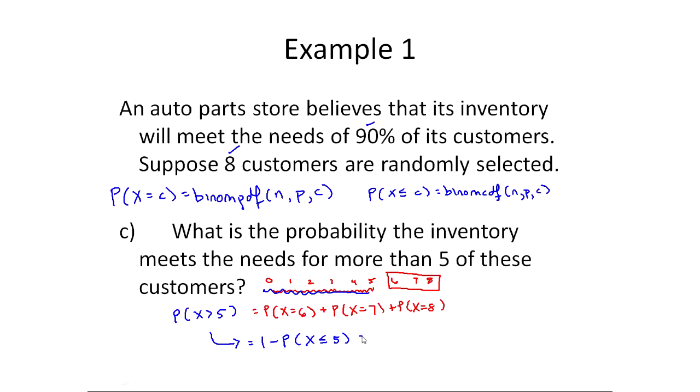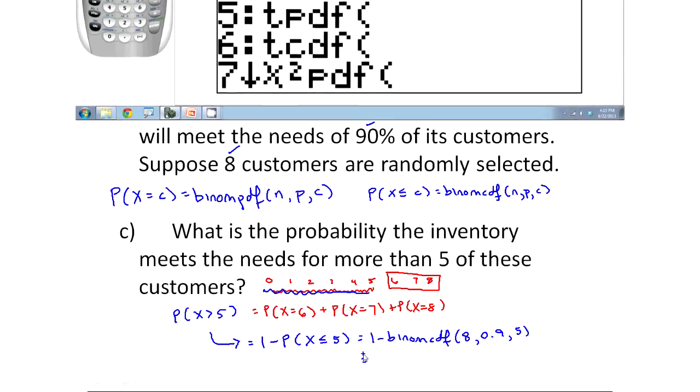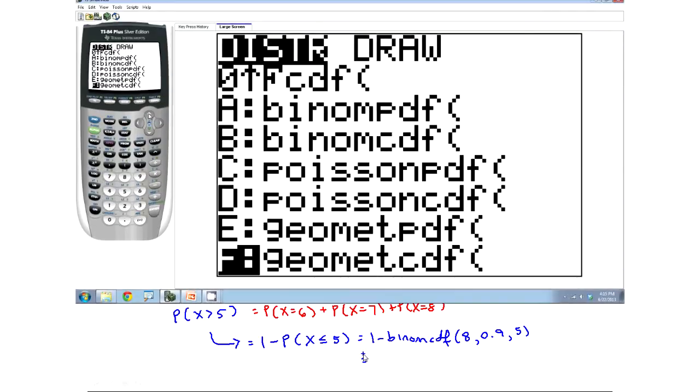And so now I can use the calculator because that's a CDF. So this is 1 minus the binomial CDF of n, which is 8, p, which is 0.9, and c, which is 5. On the calculator, this is found under the distributions menu, and the way you get there is by pressing second and VARS. This is way down on the menu, so typically what I do is I press the up button first, and then I'm able to find CDF.